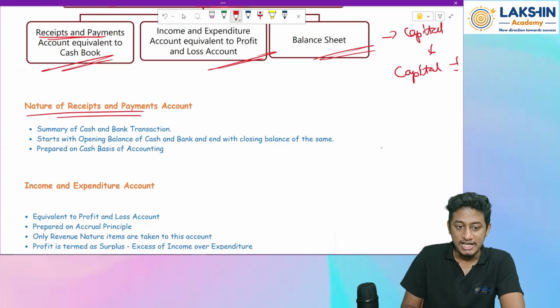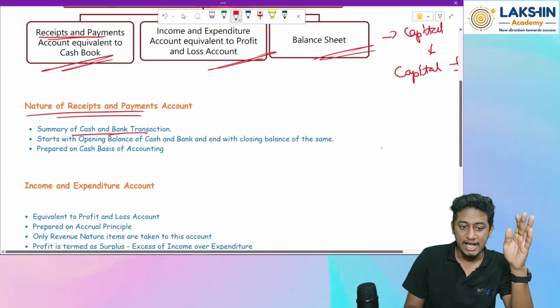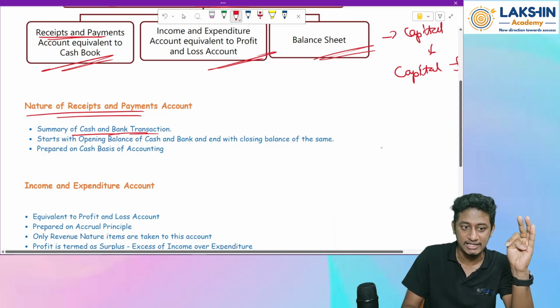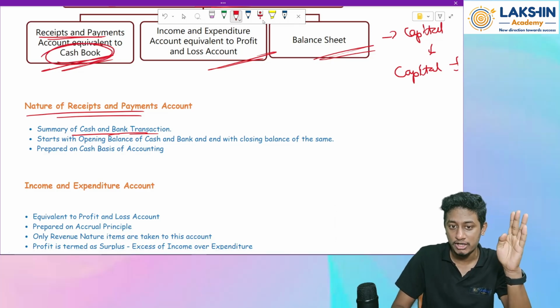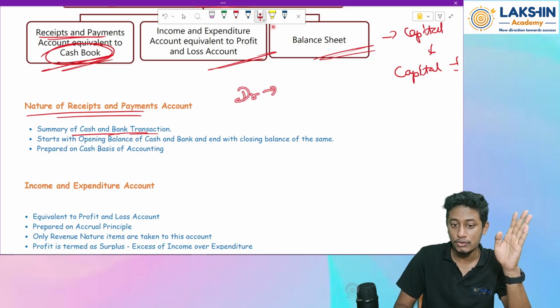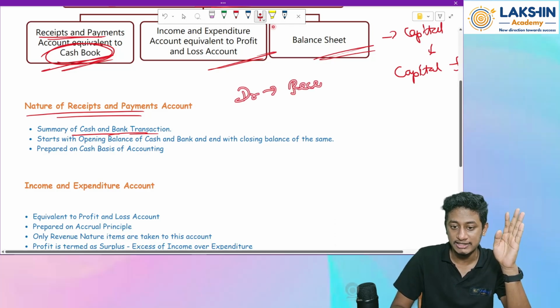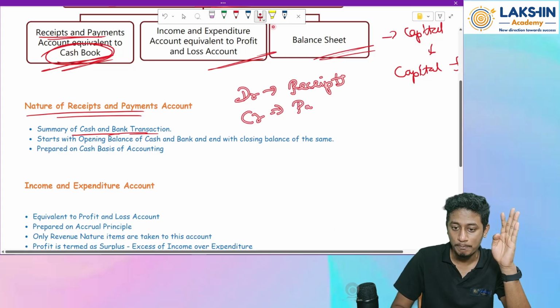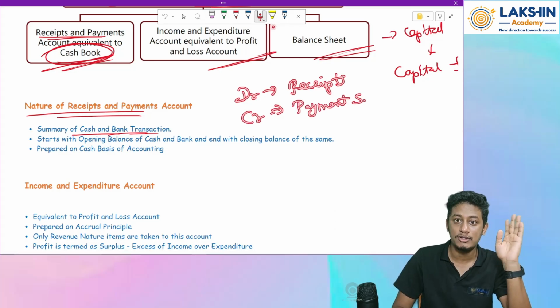Now coming to receipts and payments account, look over here. So, what is the nature of receipts and payments account? So, this is exactly similar to your cash or bank transaction. So, it will basically have cash or bank transactions. So, it is exactly similar to your cash book. Whatever cash book you prepare, it is exactly similar. So, on the debit side, what do you have in the cash book? We have receipts. And on the credit side, we have what? We have payments. Similar format will be used over here.